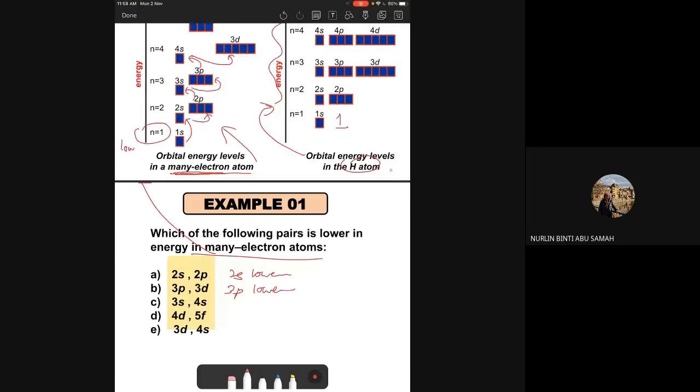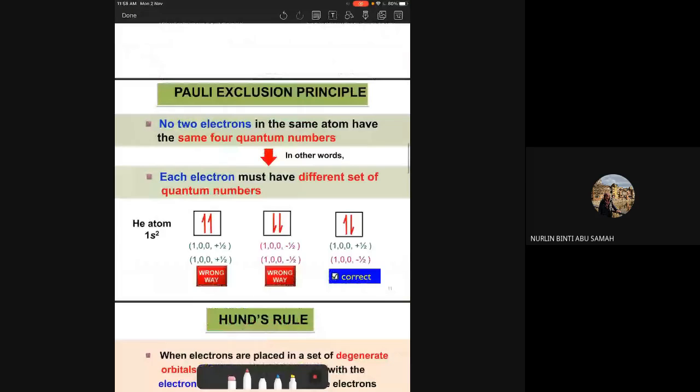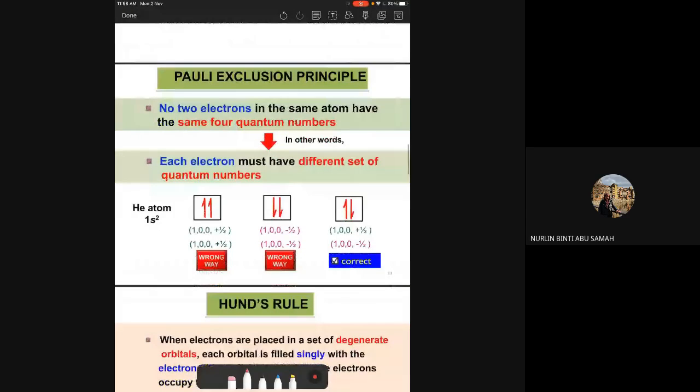Okay, now we go for Pauli exclusion principle. Saya nak pergi cepat. Pauli exclusion principle, no two electron in the same atom have the same 4 quantum numbers. Dia takkan wujud macam benda yang sama. Dia macam orang kata macam fingerprint lah. Satu elektron dia akan berbeza dengan elektron yang lain. Dia ada identity dia. So that's why adanya Pauli exclusion principle.